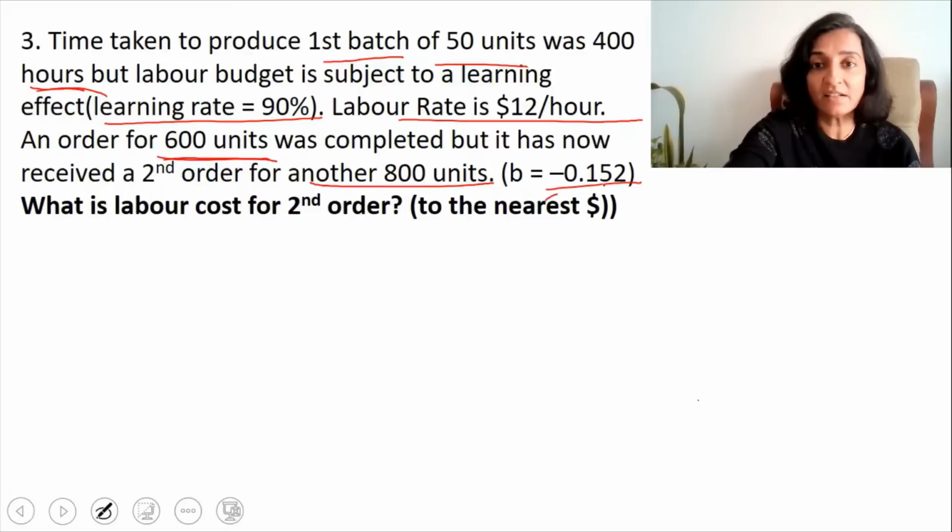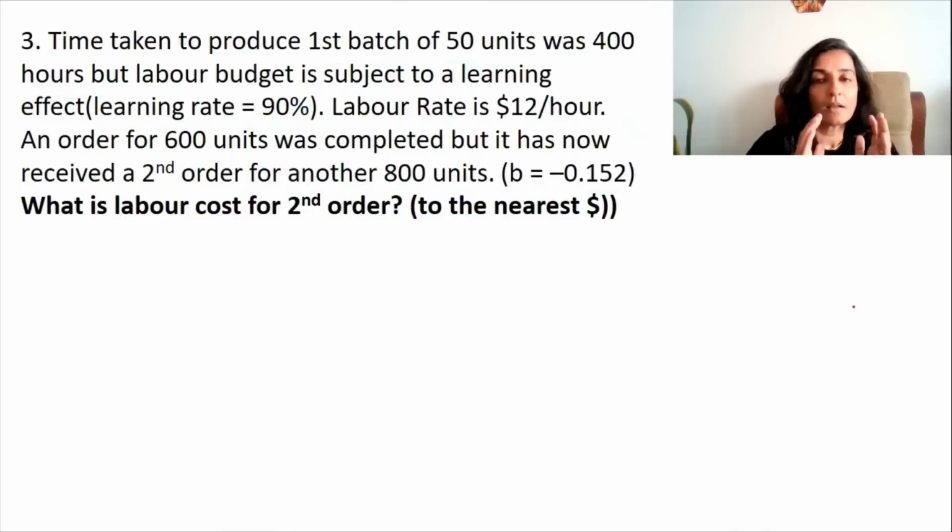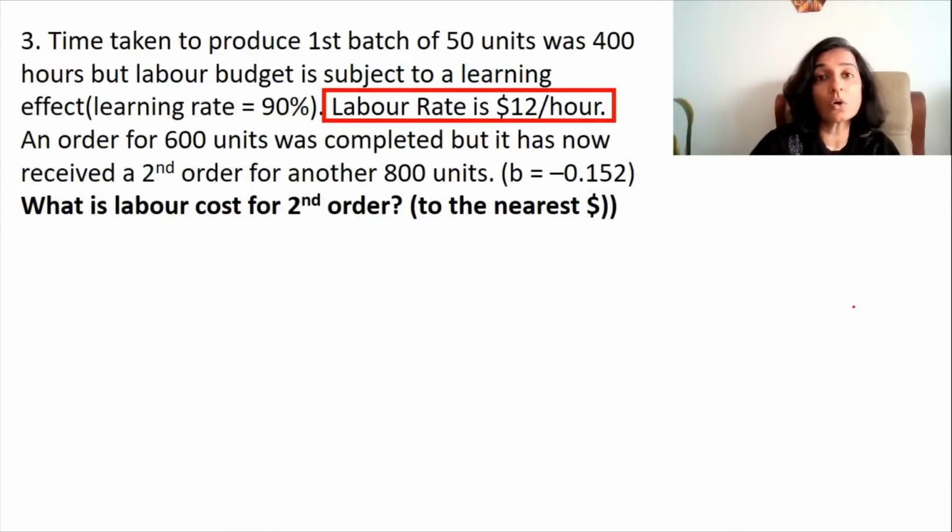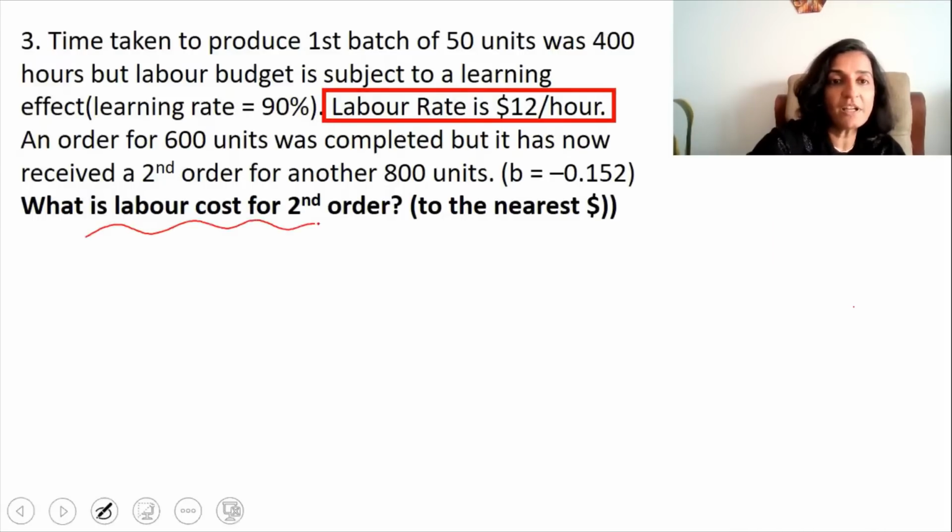B has to be taken at negative 0.152. So we didn't calculate B since they've already given the value of B. What is the labor cost for the second order to the nearest dollar? Now, one of the striking features of this question is labor rate is given at $12 per hour, and we are asked to find out the labor cost for the second order. So how can we tackle such kind of questions?